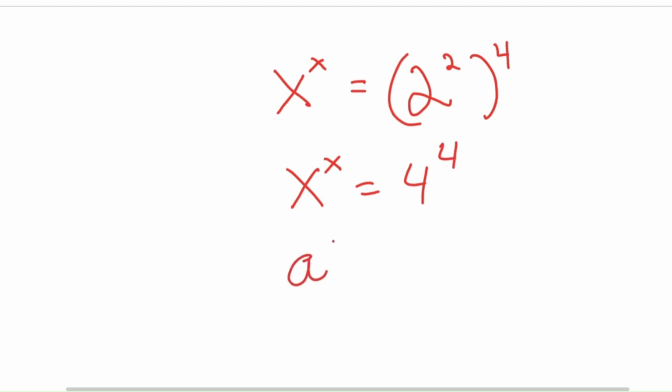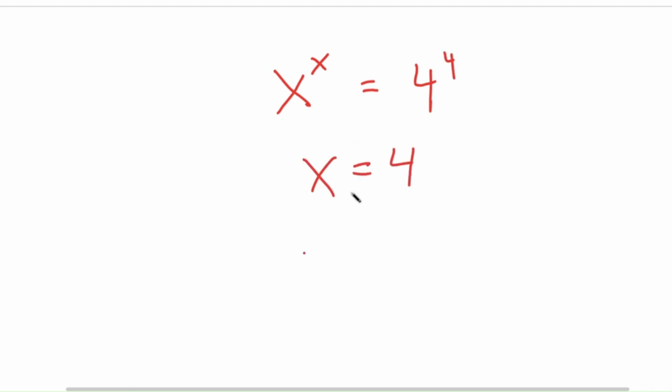And if I have something in the form a to the power of a is equal to b to the power of b, this means that a is equal to b. So, in this case, I have x to the power of x is equal to 4 to the power of 4, and this means that x is equal to 4.